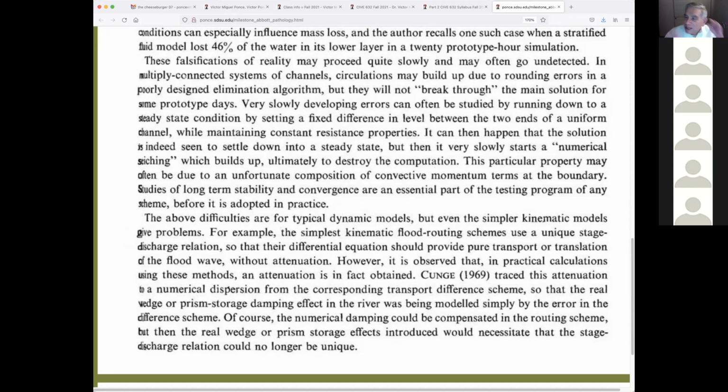Here he made a mistake. He's allowed to make a mistake because it's at the forefront. It's a numerical diffusion from the corresponding transport difference scheme. Because if he puts dispersion in there, that statement is wrong. Because Conch was not dealing with dispersion. Conch was dealing with diffusion. And there's a difference between them, as pointed out by Ferrick in the year 1984.